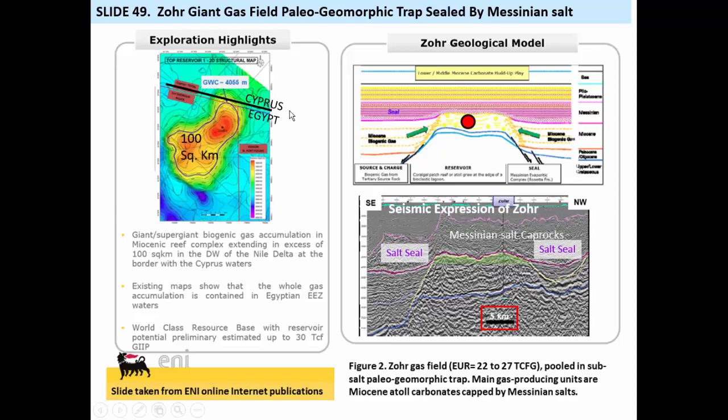They incorporated that high, 100 square kilometer high. It's not small. And it just goes out where the Cyprus boundary is. Cyprus gets nothing, Egypt gets everything, unfortunately for the Cypriots.